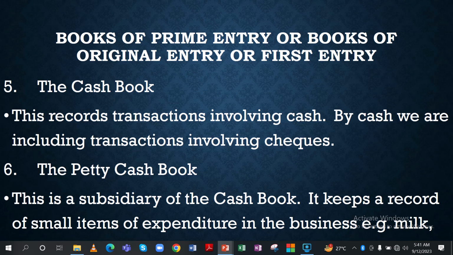Number 6, petty cash book. This is another book of prime entry, which is a subsidiary of the cash book. It keeps a record of small items of expenditure in business, e.g. milk, snacks, where payment using other means might not be convenient.